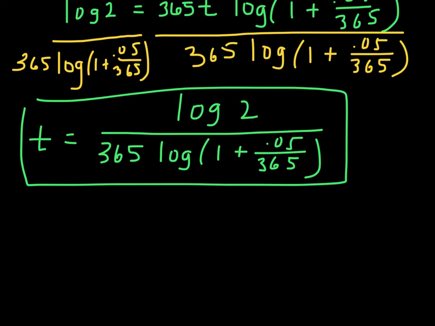So you're gonna want to, in your calculator, punch in log of 2, and then punch in divided by, and then open parentheses, put 365 times log of, put all of this in your parentheses there. So let me start over. Log 2 divided by, open a set of parentheses, 365 times log of, a new set of parentheses.